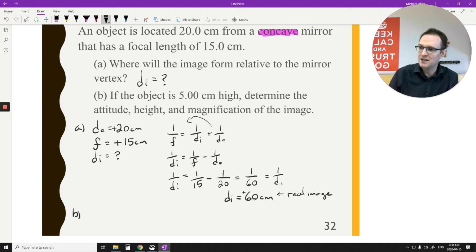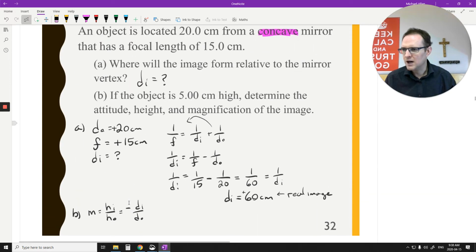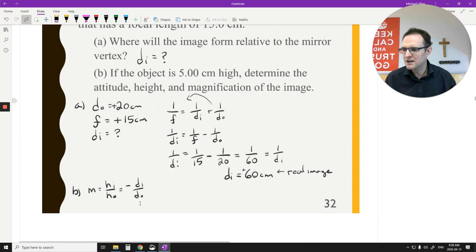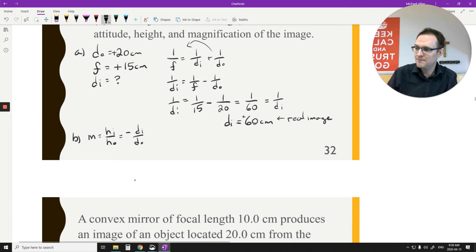For B, we're going to use the other formula for magnification to help us figure this out, because it wants the magnification of the image and the height. So I'm going to use M equals hi over ho, which equals negative di over do. We have the object's 5 centimeters, we have the di, we have the do now, so I can put all these numbers in here.